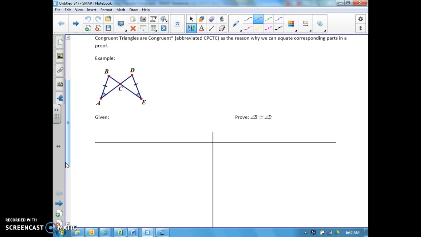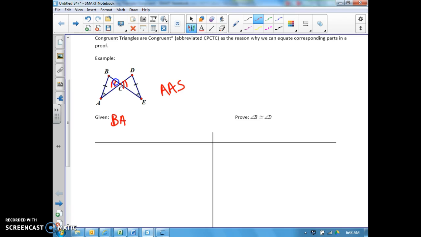So, first thing I'm going to do is analyze my diagram. I'm going to see what I need in order to make this proof work. Well, I see already that I have a pair of vertical angles. And looking at that now, it looks like we're going to use AAS to prove my triangles are congruent. So let's write down the givens.